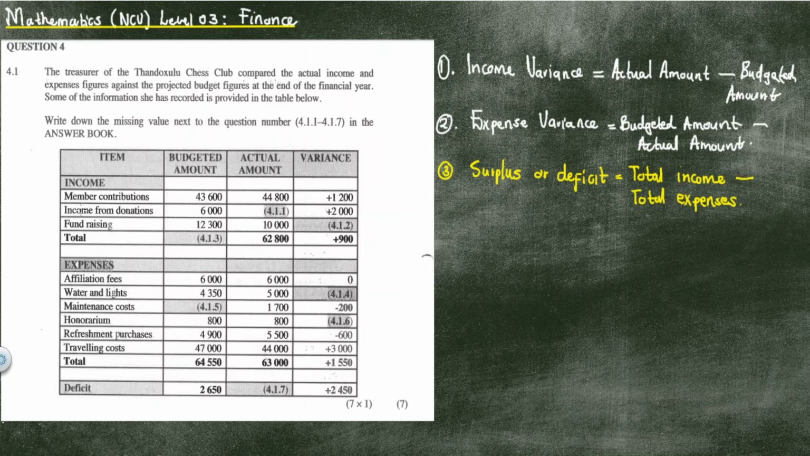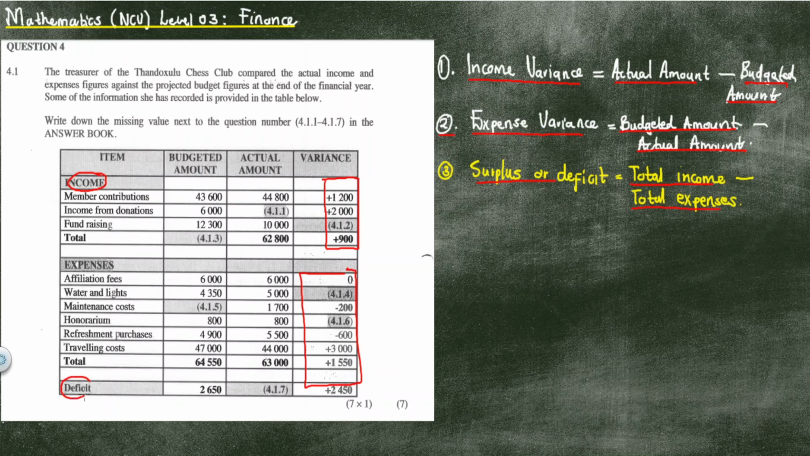All right, so for the income part of the statement, you have to calculate variance. The variance is calculated how? This way. Income variance is calculated as actual amount minus the budgeted amount. Number two, for the expenses variance, this part of the statement is calculated as budgeted amount minus actual amount. Surplus is total income minus total expenses.